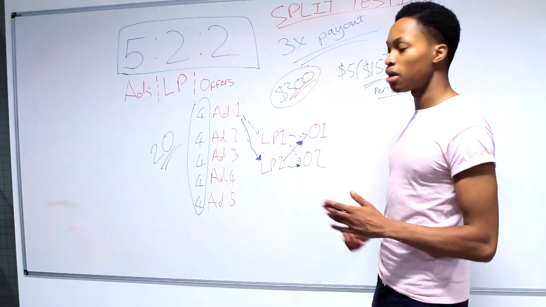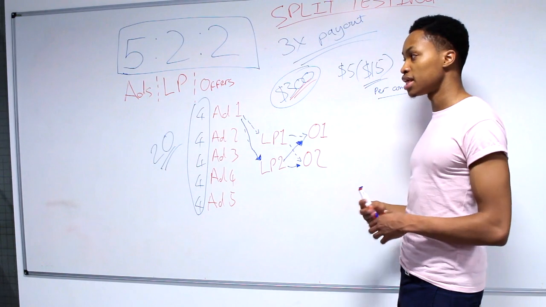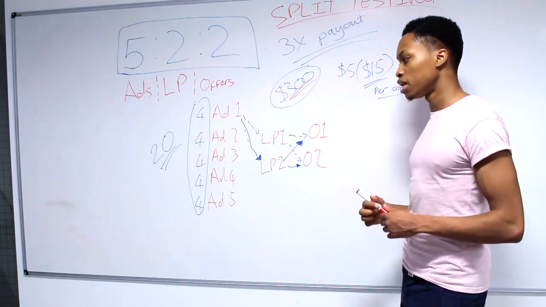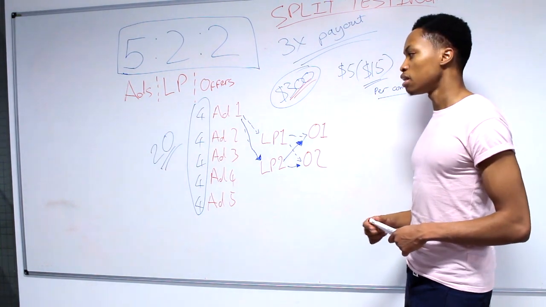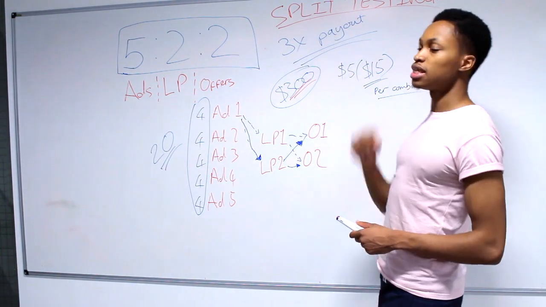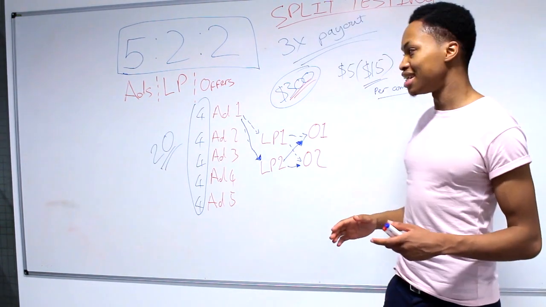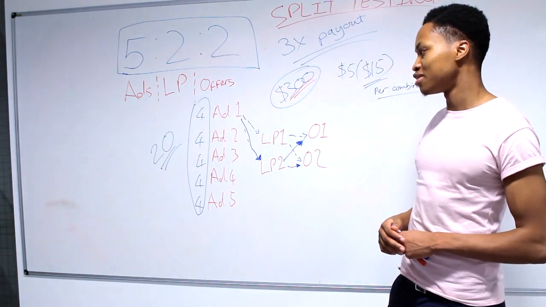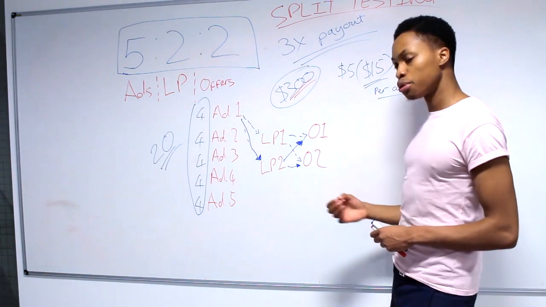It might start off bad, it might start off red, but then eventually it goes into the black once I follow the 522 formula, find the combination that works, take it to a new campaign, and then start split testing and optimizing. I know that's been a long session and a long topic, but hopefully you guys understand that and process that.